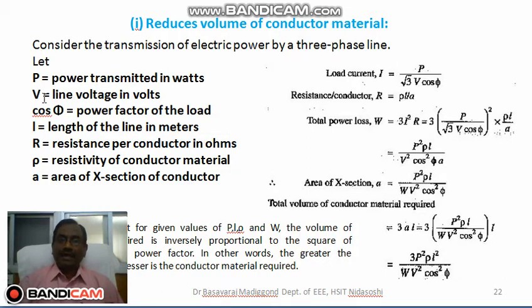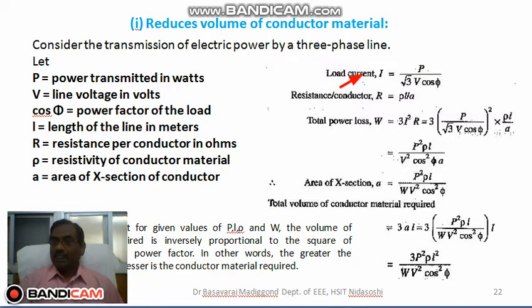We know that for a three phase, P is equal to root 3 V I cos phi. Therefore, the load current I is equal to P divided by root 3 V cos phi. And the resistance per conductor R is equal to rho L by A. Therefore, the total power loss W is equal to 3 I square R.